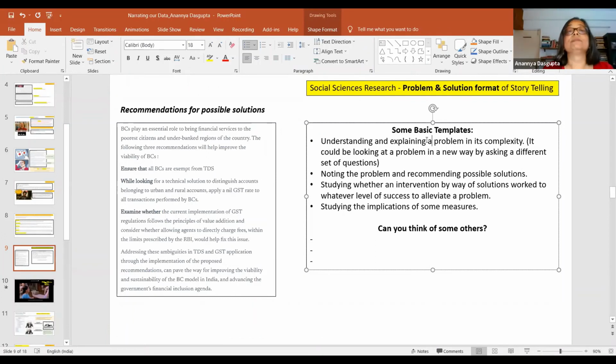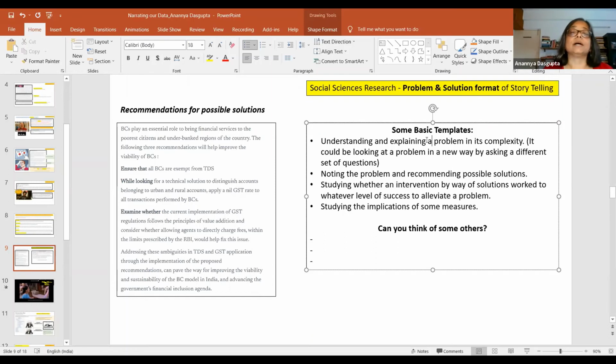In fact, that's the example we looked at right now. Looking at the problem, articulating the problem, noting the problem, and also recommending solutions. Then studying whether an intervention by a solution worked to whatever level of success to alleviate a problem. So studies and papers and research work can be directed towards looking at interventions and solutions to measure whether they worked or not, and then come up with, okay, it was fully successful or not so successful, or it was mixed results or whatever. But studying intervention and solutions, studying the implications of some of the measures, right?